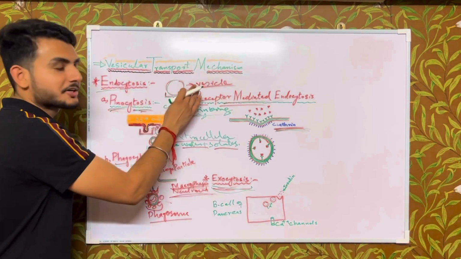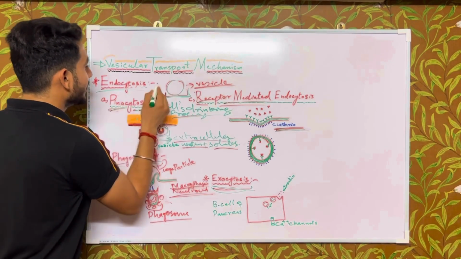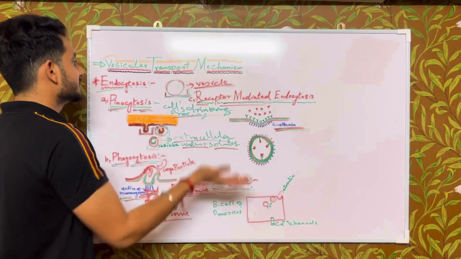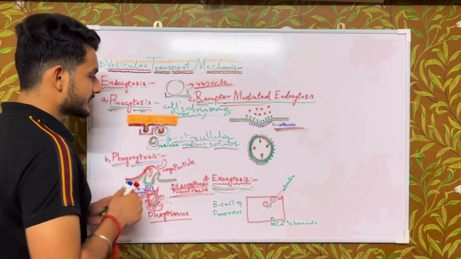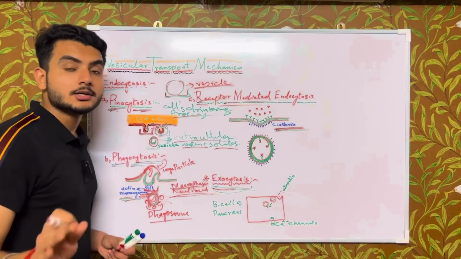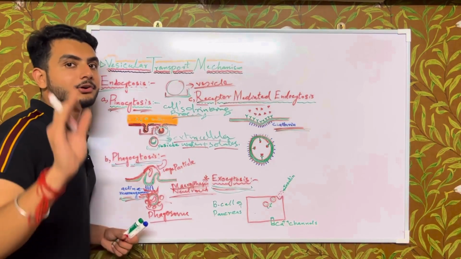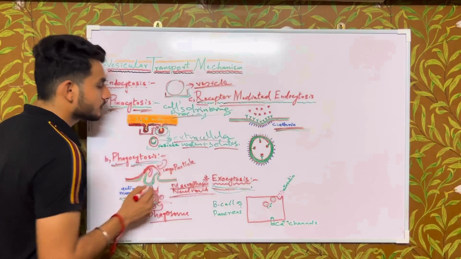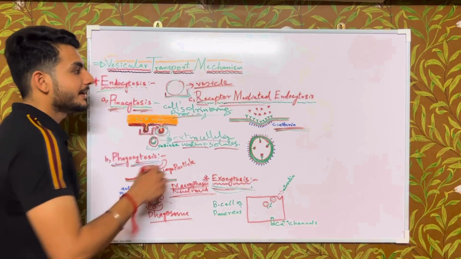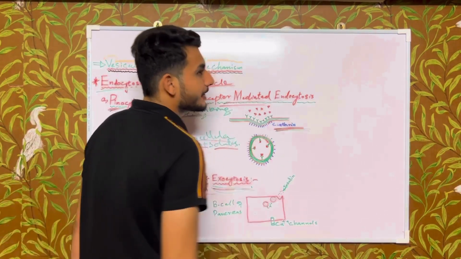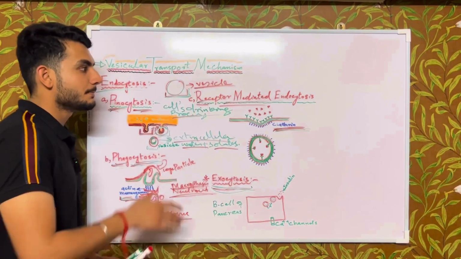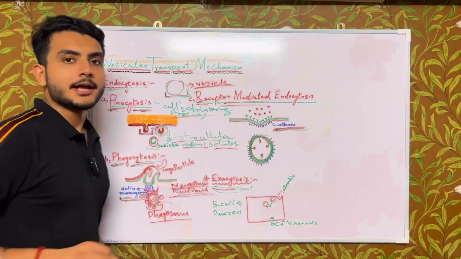This vesicular transport mechanism is further divided into endocytosis and exocytosis. Let's start our discussion with endocytosis first. Endocytosis is further divided into three types: pinocytosis, which occurs without the involvement of actin or clathrin molecules. Second is phagocytosis, which occurs with the involvement of actin molecules only. And last is receptor mediated endocytosis, which occurs with the involvement of clathrin molecules.